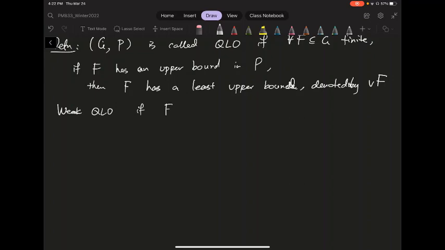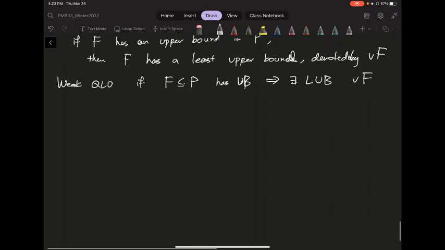It says that if every finite subset F of your semigroup has an upper bound, let's just say upper bound, that would imply there's a least upper bound. The least upper bound is also denoted by this V of F. In any case, the weak quasi-lattice order is slightly easier to work with. It's essentially saying the following.